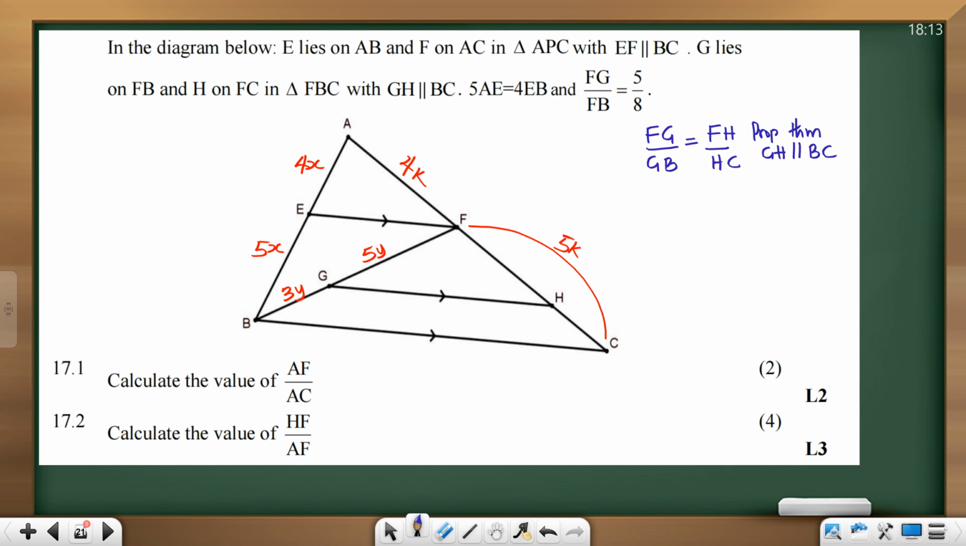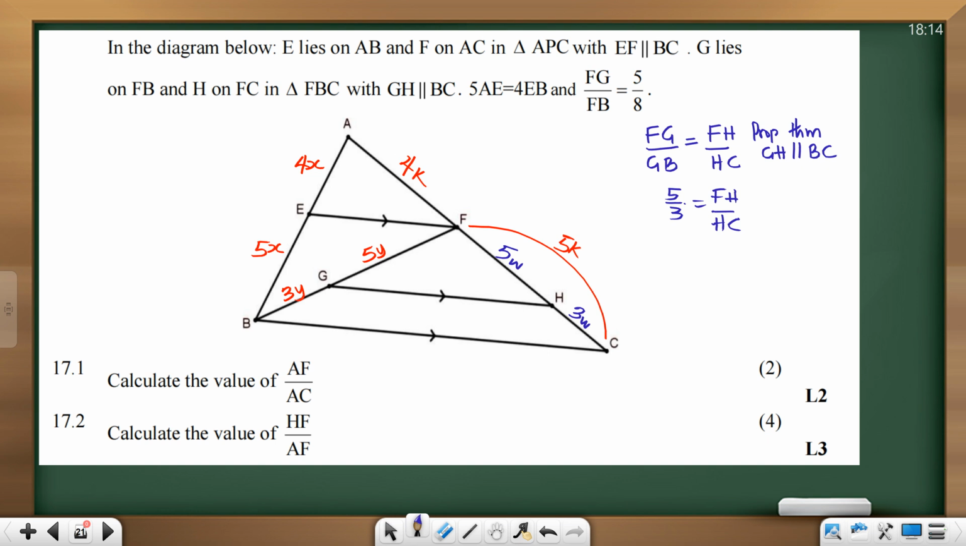Now, that allows me to find the ratio of what? FH. What is FG, by the way? 5y over what? 3y. But now you know that there's no need for the y's in this case. So the y's will what? Cancel. So can I just write 5 over 3? But now when I go back and write it, please check. Let's write 5w. That's a problem. I need to change those w's to k's.